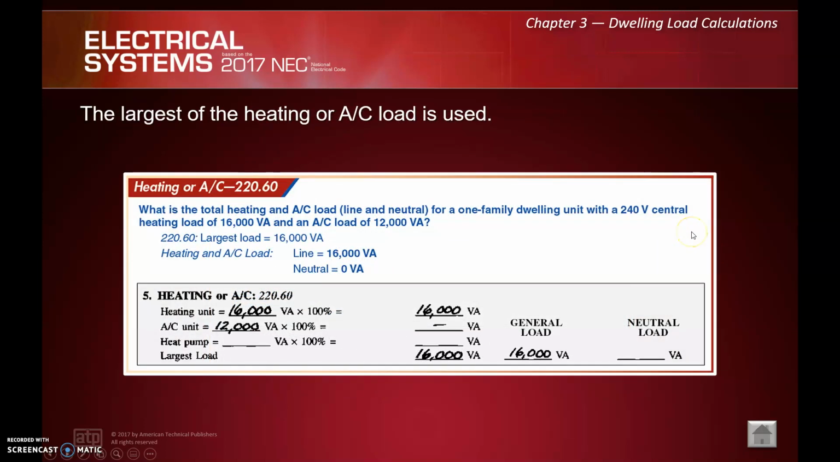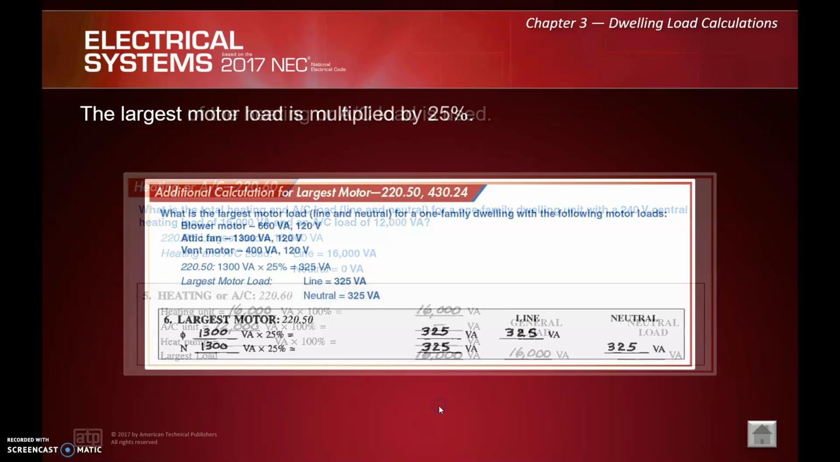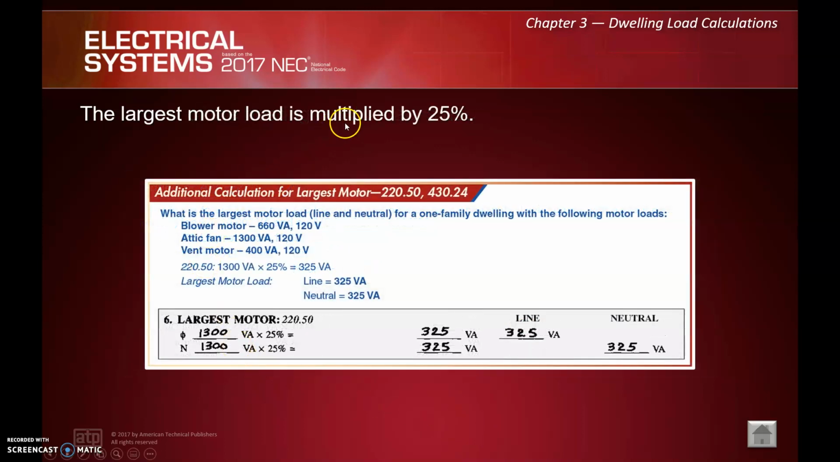The largest of the heating or AC load is the next piece they want us to throw in. Remember, we call that non-coincidental loads, something that's not going to run at the same time. Heating and air conditioning, we only need to talk about the biggest one. We only need to account for that in our service size. Now we're adding 25% of our largest motor load, essentially because 220.50 tells us we have to take motor loads at 125%. Whether you want to think of it as a continuous load, whatever the case, we only have to do that for the one largest motor. We don't have to do that for every single motor load in our building.